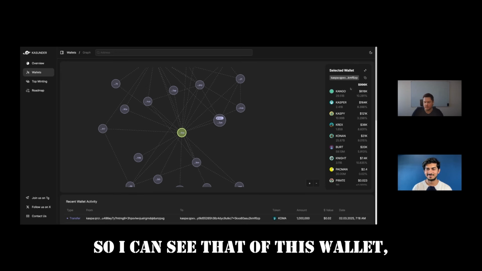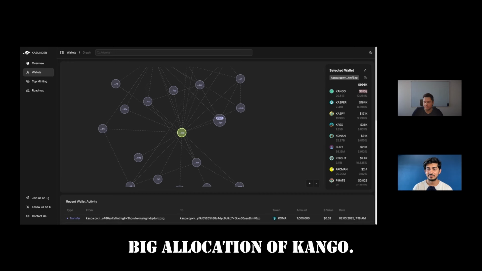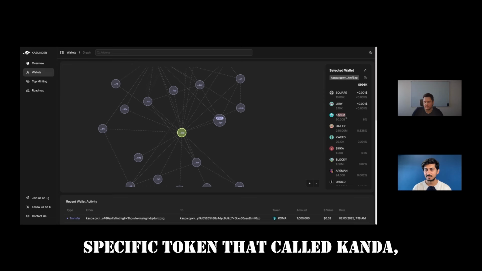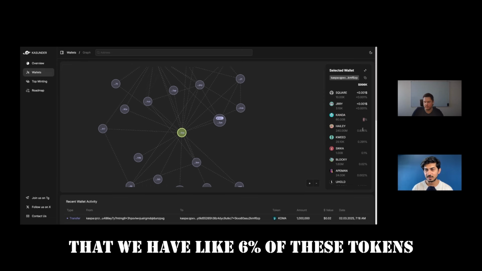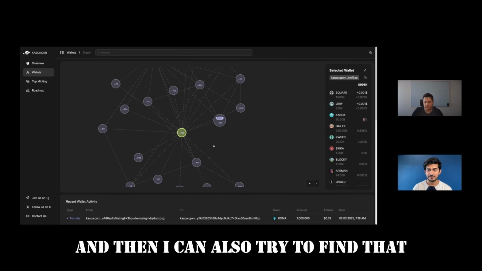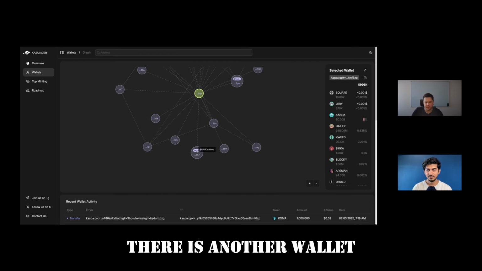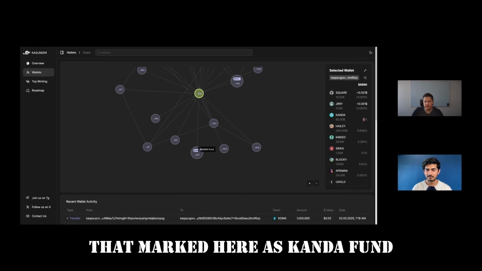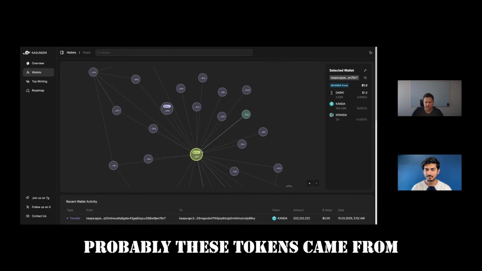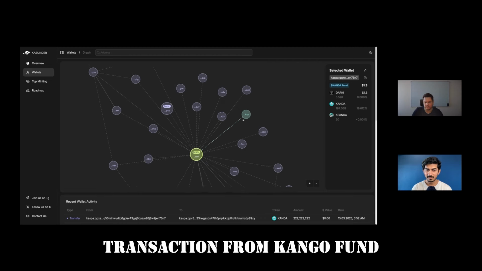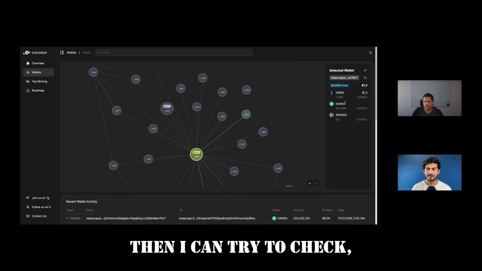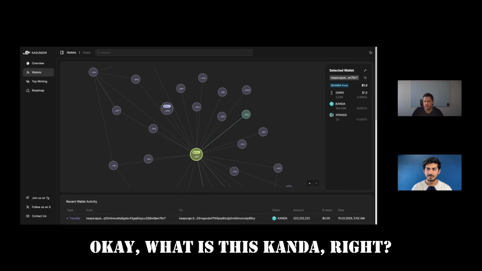So I can see that on this wallet, there is quite a big allocation of Congo. It's 10% of Congo. And then there is a specific token called Kanda, of which we have like 6% stored on that wallet. I can also find another wallet that's marked here as Kanda Fund. Yeah, so I can go there. That's probably the one these tokens came from. So you see that there is a transaction from Kanda Fund to the wallet that we checked before. Then I can try to check, okay, what is this Kanda?